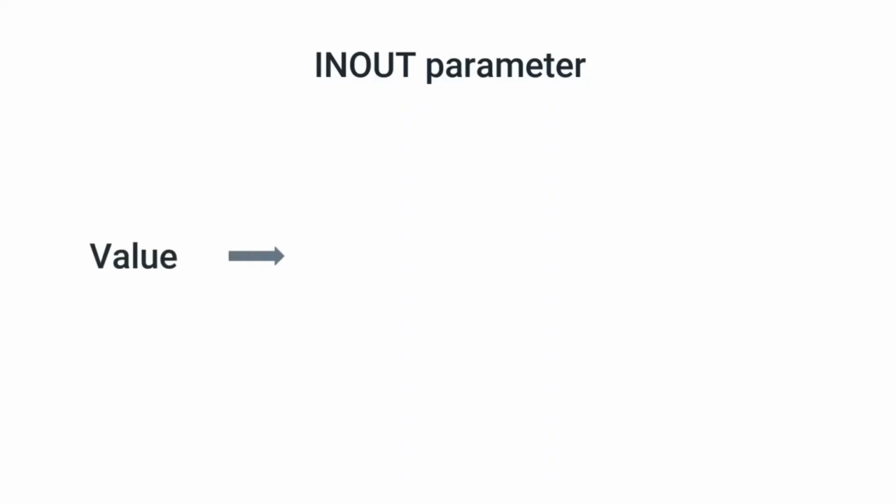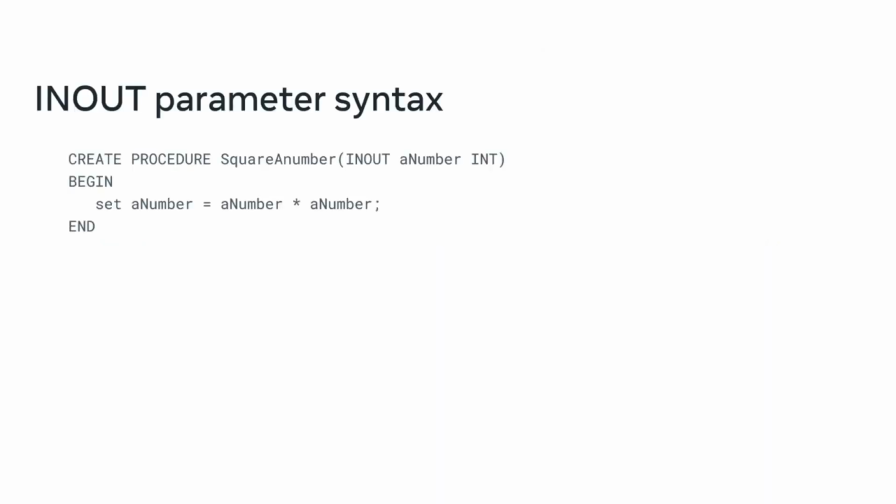Finally, there's the in-out parameter. This is a combination of both parameters. It's used to pass an argument to the procedure and then pass the new value back to the outside. So it's effectively an in and an out parameter. For example, you could create a procedure called square a number that returns the squared value of a specific number using the in-out keyword and a number variable. The procedure expects an input number through the aNumber parameter. It multiplies this number by itself, then returns the result to the same aNumber parameter again.